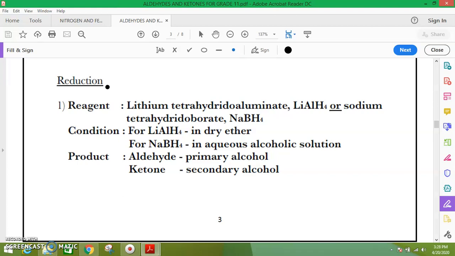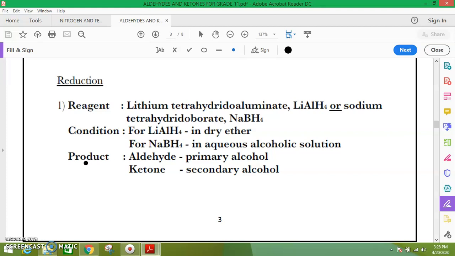In a chemical reaction we need a specific reagent for reduction. Here the reagent is lithium tetrahydroaluminate, which you can also call lithium aluminum hydride, or sodium borohydride. The condition for lithium aluminum hydride is dry ether, which is a solvent; we first add lithium aluminum hydride in dry ether, then use it in the reaction. For NaBH4 the condition is an aqueous alcoholic solution, meaning we add it in alcoholic solution.